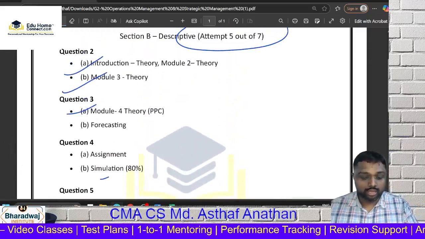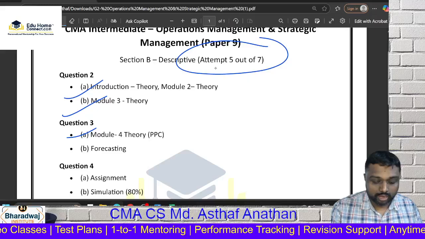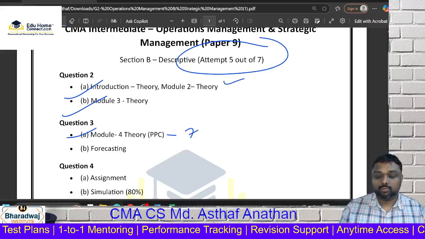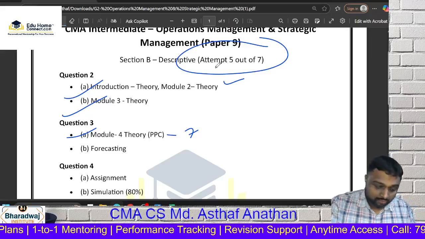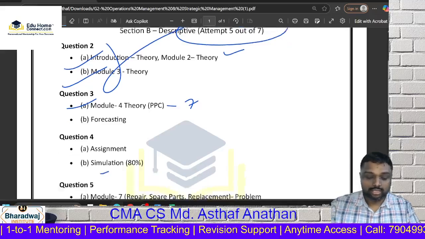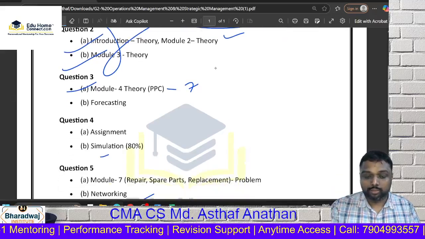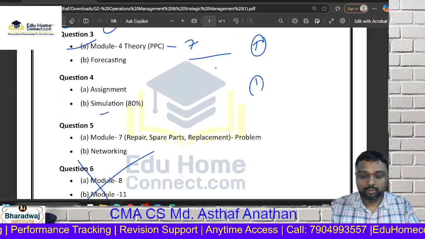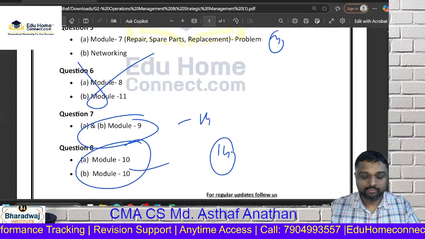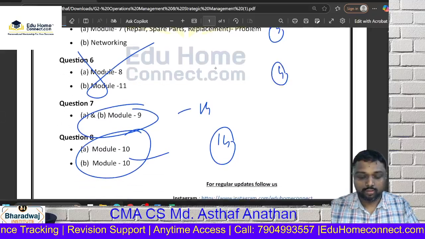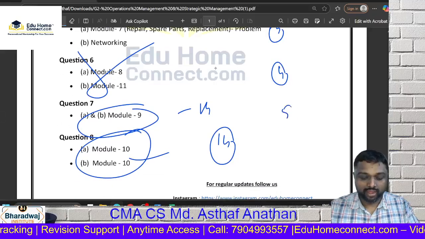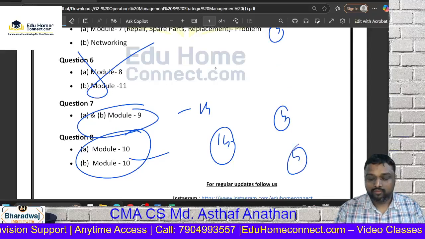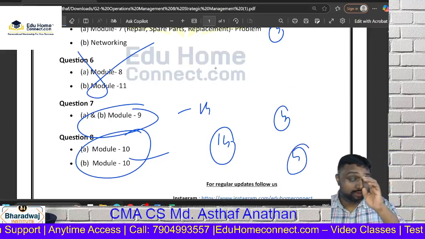Now coming here, plant property equipment is coming for 7 marks, and here introduction is coming, or module 2 is coming as theory. So even if you leave this out in choice, you can get plant property equipment. You will get here one question you can write, here 2, 3, 4, then you can go for 5. This is the strategy which you can attempt.